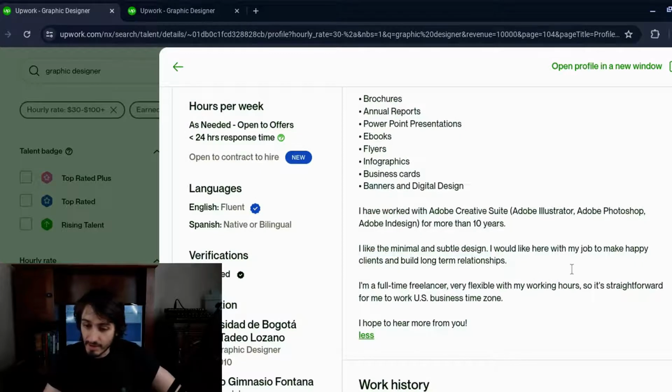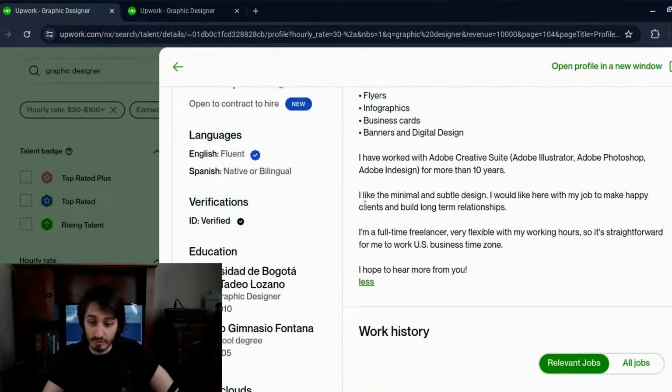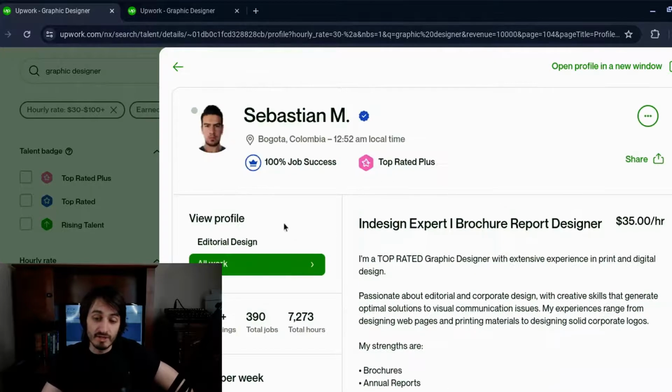I would like here with my job to make happy clients and build long-term relationships. Oh, great. So if I like what this guy is doing, which I probably will because he focuses on minimal and subtle design, which as a client, maybe that's what the imaginary client is looking for. The imaginary client just learned the benefit that this freelancer will be there to help them again in the future. Great.